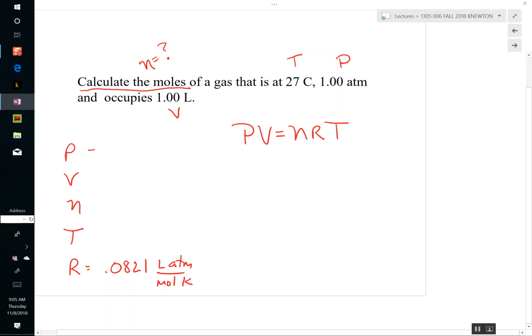All right, and we have a pressure. It is in atmospheres. I'm checking. This unit is in atmospheres. Every one of these parameters has to be expressed in these units. So pressure has to be atmospheres. Volume has to be liters. What do we have? 1 liter. Moles is unknown. Temperature, 27 centigrade. So what do we have to do to that?